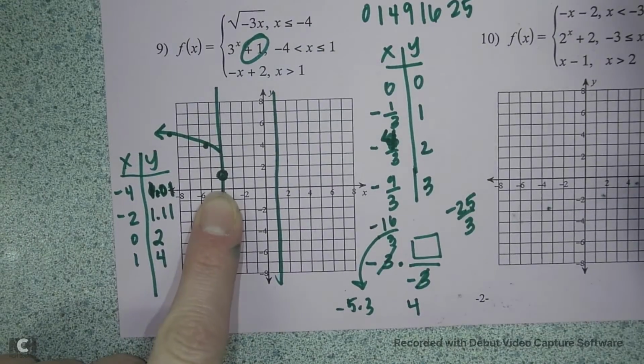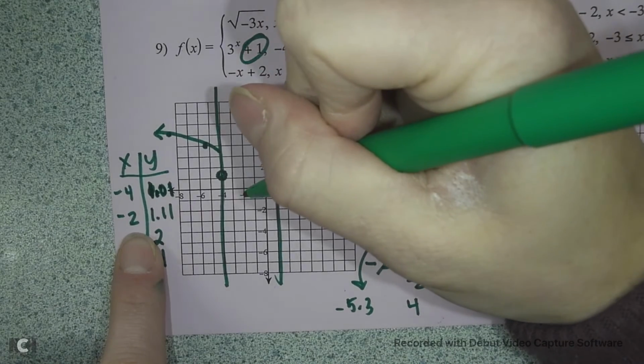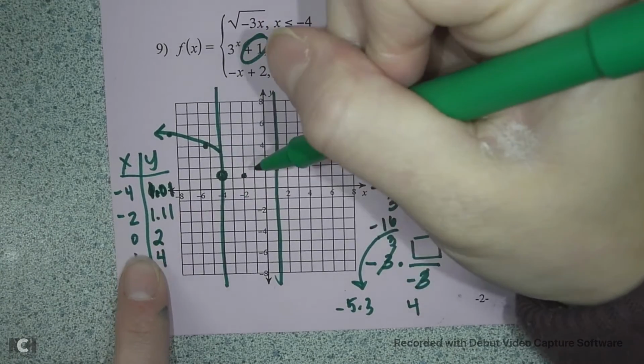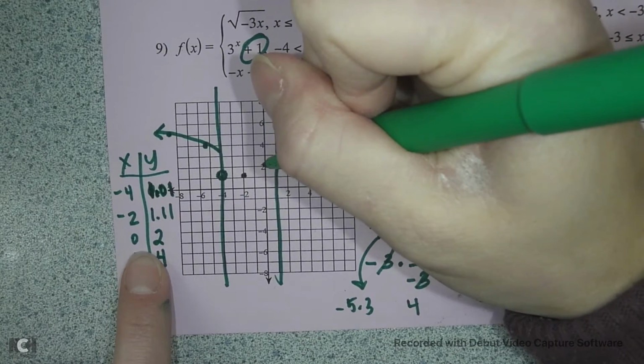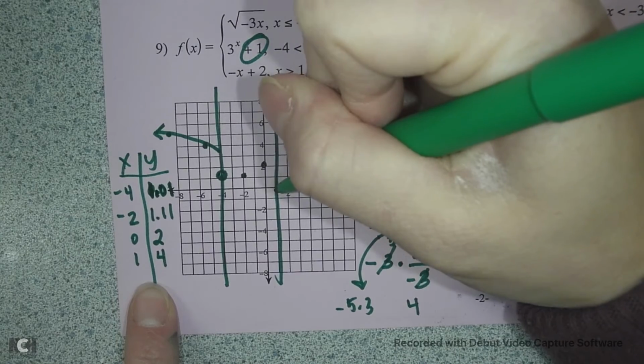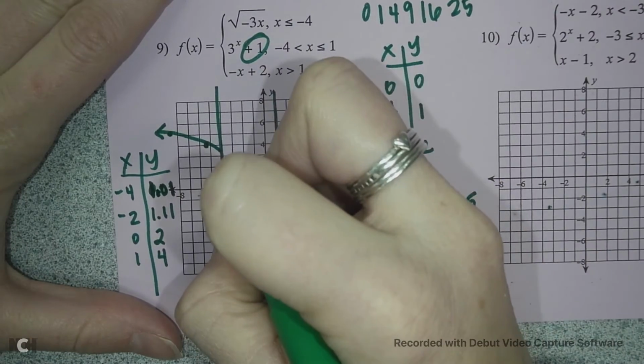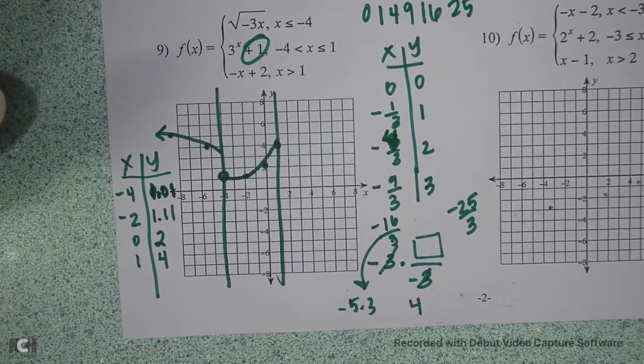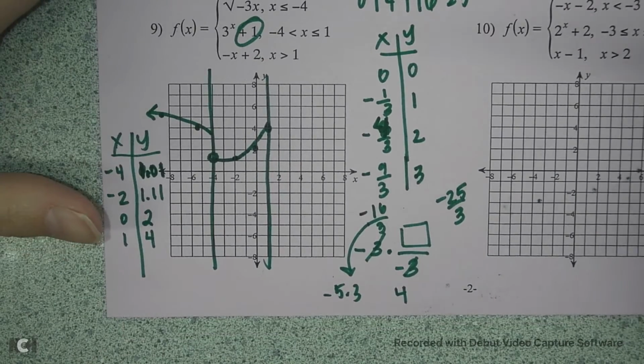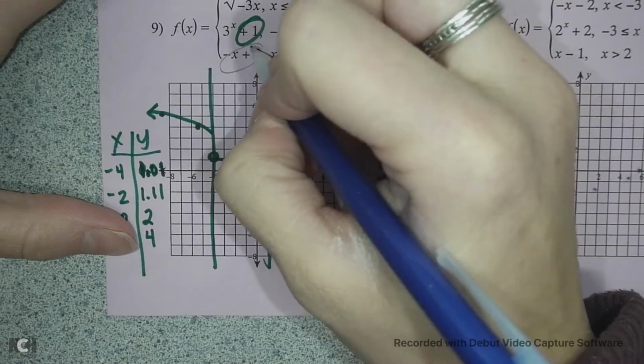Okay, so we have open dots on -4 and just a little bit above. So an open dot there. And then -2, 1.1, so there, 0, 2. And then 1, 4 is going to be a closed dot. So there's the middle-y part. Exponential curve.